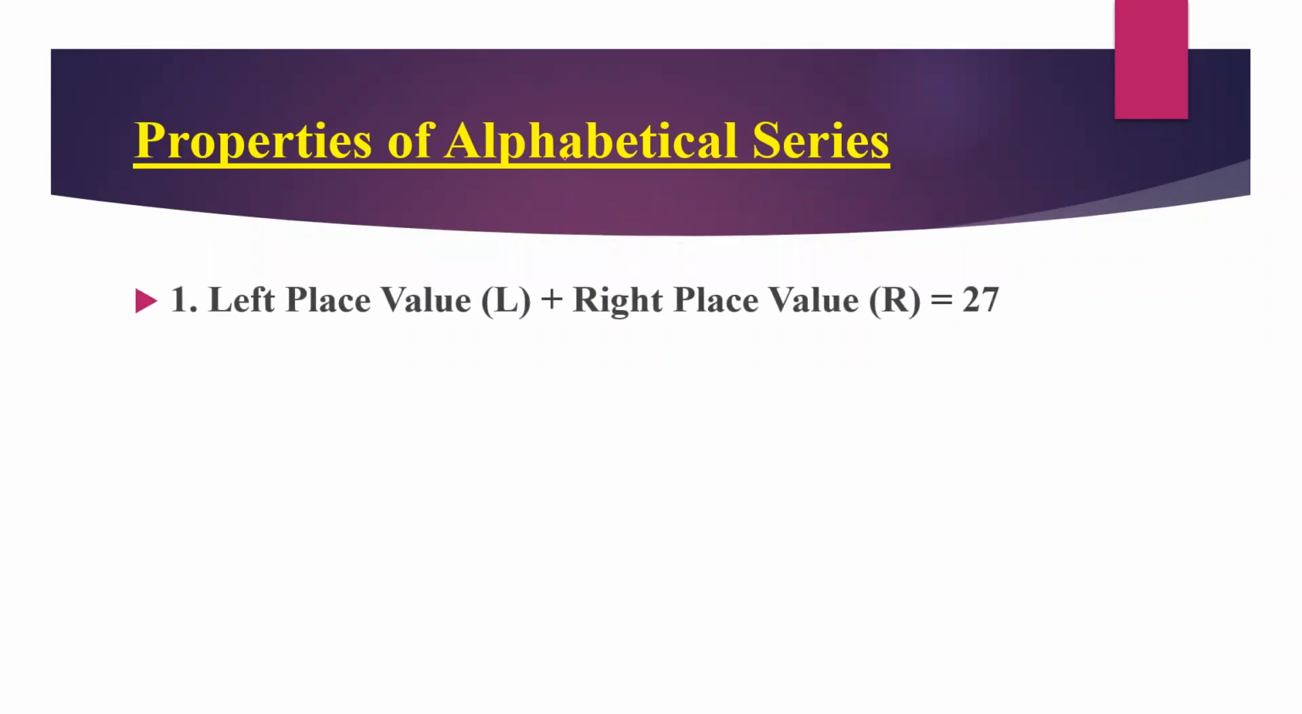The first property is, if we take any letter from A to Z, any letter, its left place value plus its right place value is equal to 27. So for any letter, suppose we are taking D, okay, letter D. What is the left place value of letter D? 4, plus, what is its right place value? We don't know. From the right hand, what is its place value? Let's check.